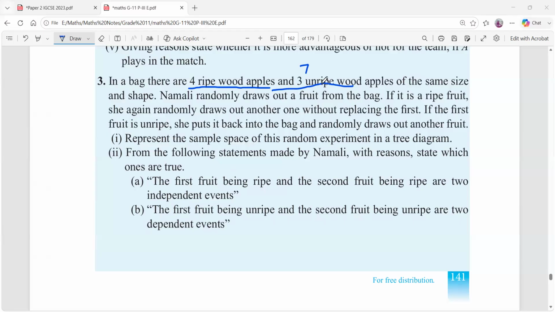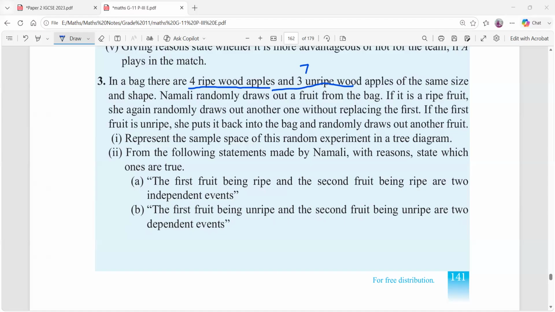Okay. Now, she randomly takes one. If it is ripe fruit, she again randomly draws out another one without replacing it. If the first fruit is unripe, she puts it back into the bag and randomly draws another fruit. What is there? There are two incidents. If it is ripe fruit, she draws another without replacing the first one. But if that one is unripe, she puts it back in the bag and randomly draws out another fruit. This is a somewhat harder question.